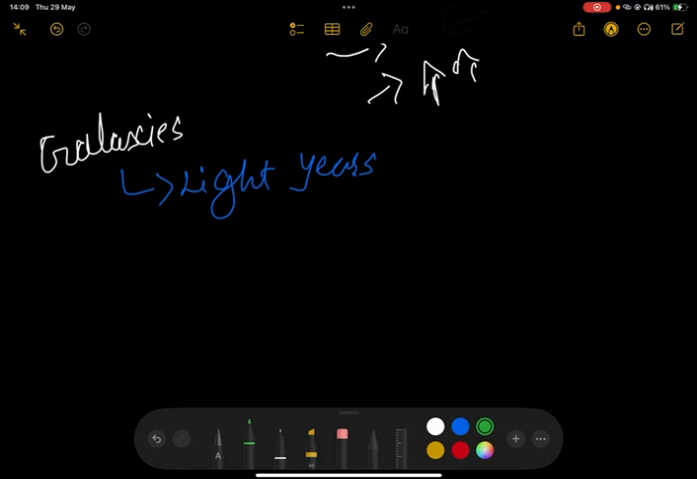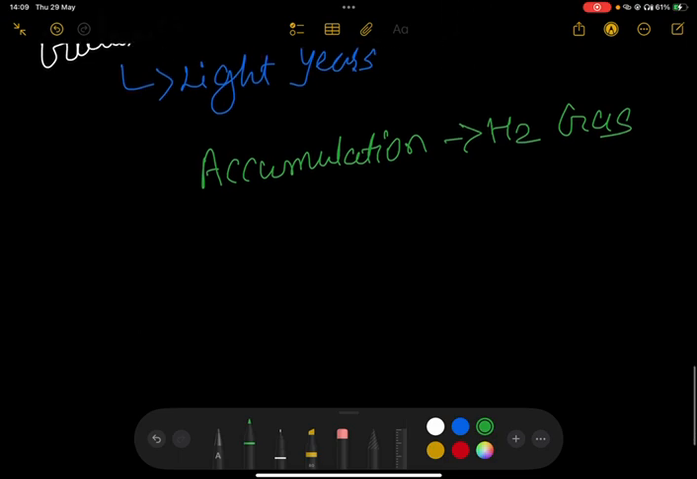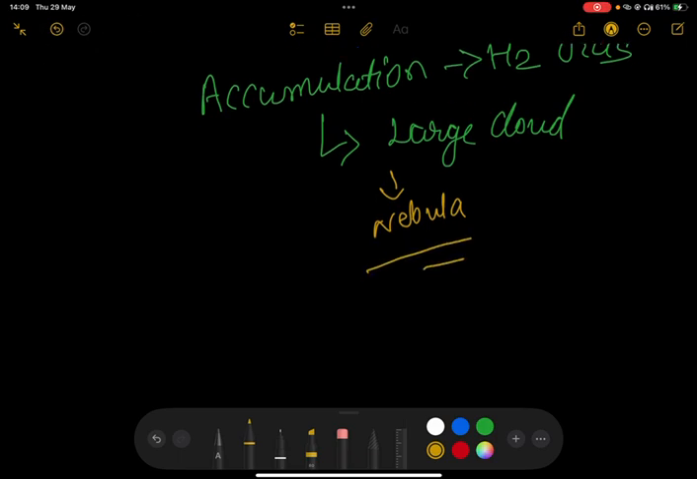A galaxy forms due to accumulation of hydrogen gas, right? Hydrogen gas forms a very large cloud, which is known as a nebula, right? They can ask the definition of nebula.